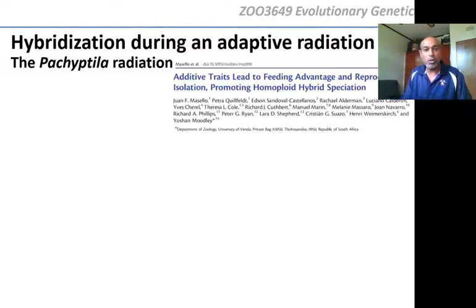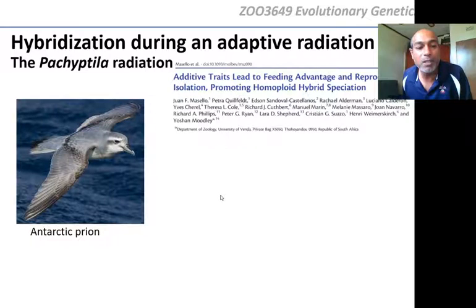All right? So a classic case is this Pachyptilla radiation, or the prion radiation. Pachyptilla is the genus name for the prions. And I gave you this example last time of this hybrid species that myself and colleagues discovered in South Africa. And there's this Antarctic prion. You see, it has a very narrow bill. This beak here is very narrow. I'm talking about the width of the beak, not the length of the beak. The width of the beak is very narrow.